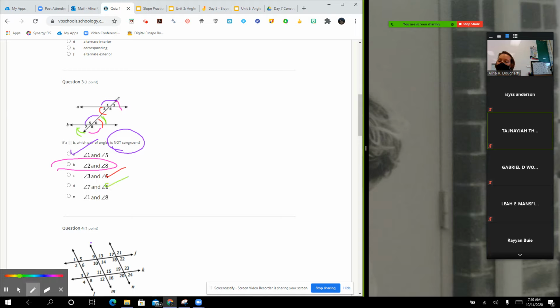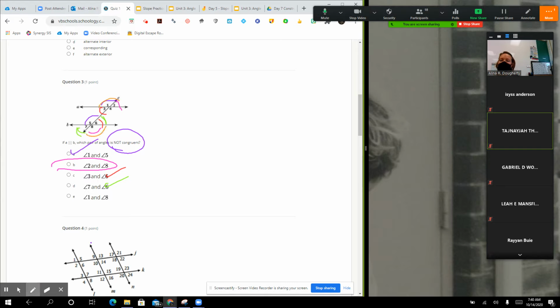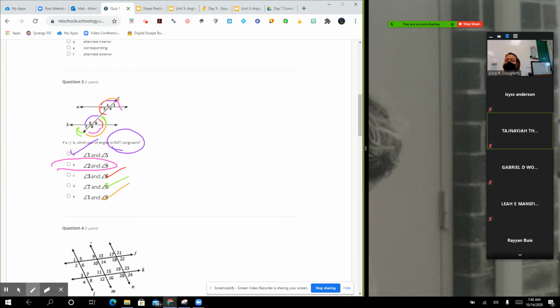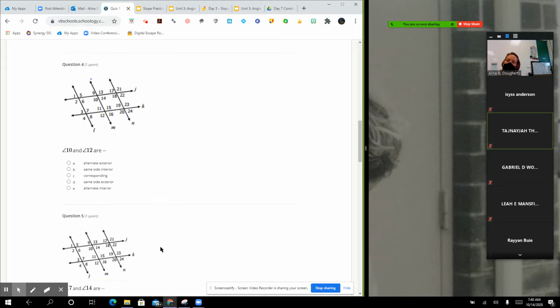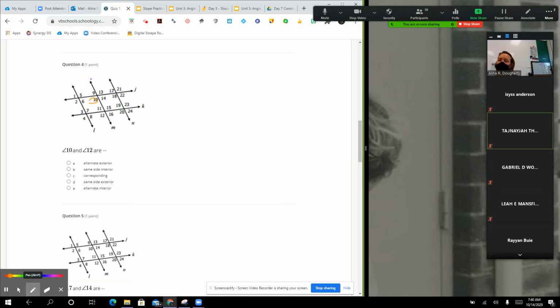And what about 1 and 8? I'm getting a lot of colors on here. 1 and 8. Are those congruent? They are. Are they same side or alternate? Alternate. And are they interior, exterior? Exterior. Good. Did that help? What about 10 and 12? So I've got 10. That is a lot of numbers, and 12.